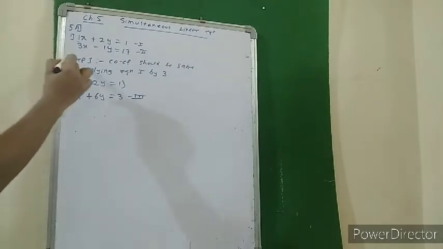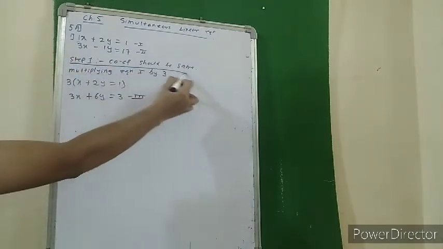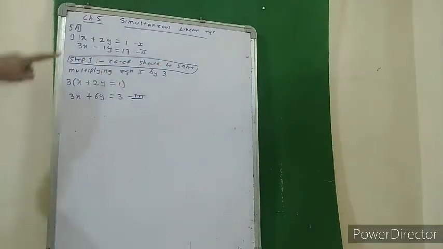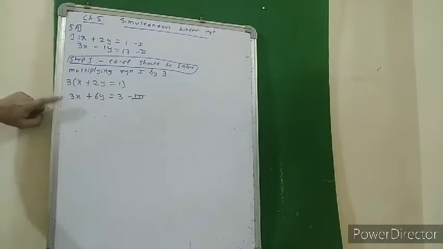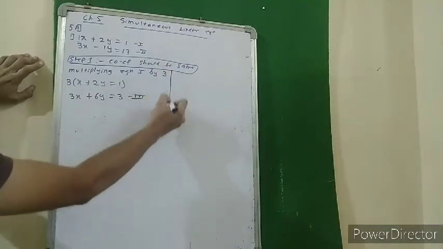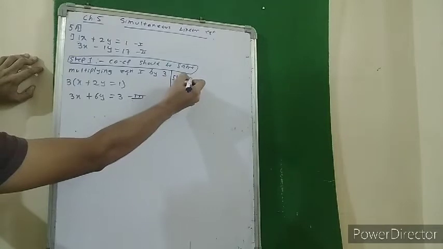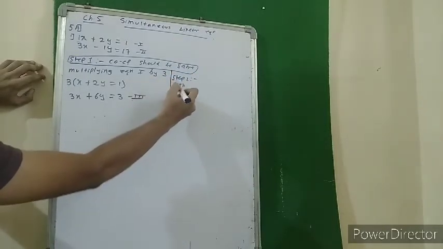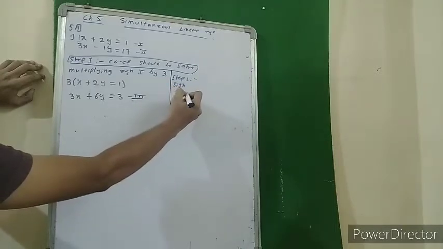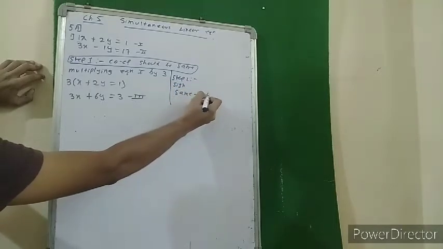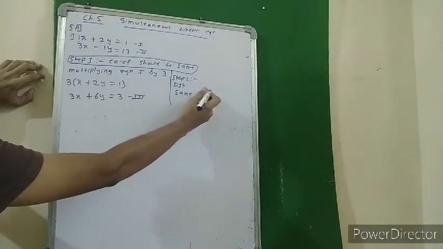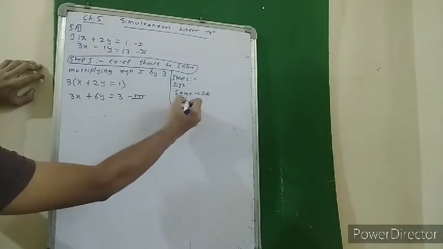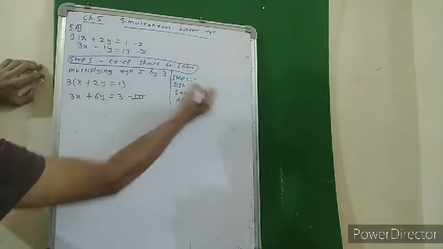So step number 1 is done. The coefficient should be the same. We have 3x over here, we have 3x over here. Now step number 2. What is step number 2? We need to see the signs. If signs are same, subtract it. And if signs are different, you should add it.